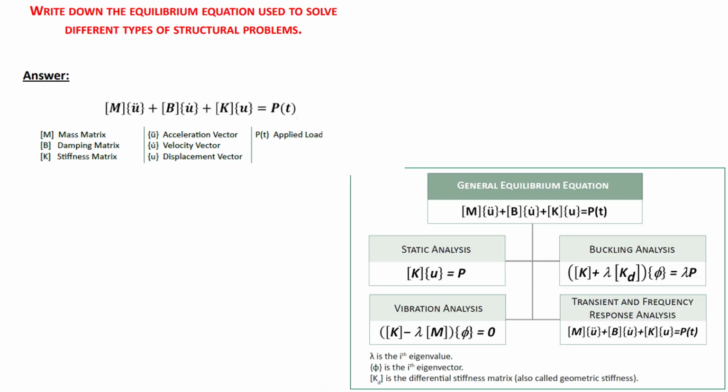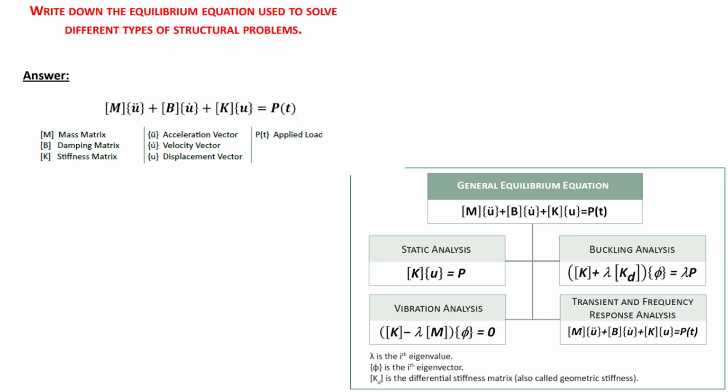Here, when it comes to the equilibrium equation, the general formula is stiffness matrix into displacement, which is equal to F of t. That is the static analysis formula. The overall equilibrium equation is M, the mass matrix, into acceleration, plus the damping matrix into velocity, plus the stiffness matrix into displacement, which is equal to P of t, the applied load.